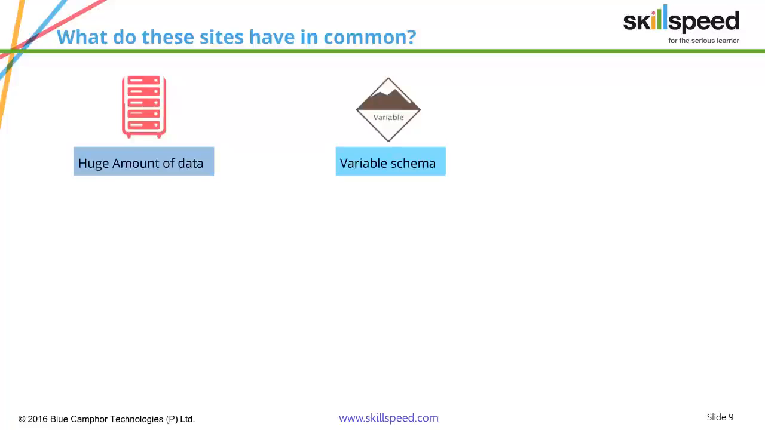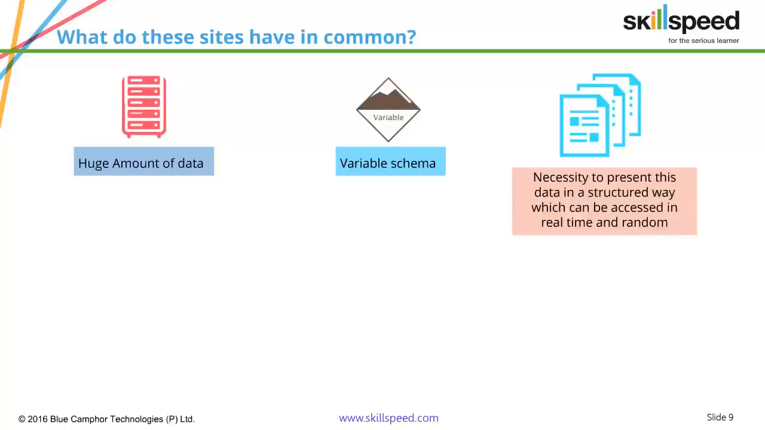And so the necessity here is to present the data in a structured way which can be accessed in real time and random. So that is very important. Even though these websites have unstructured data behind the scenes, they must show the users that in a structured way in real time, and users should be able to access data at random. So I should be able to see a tweet which was tweeted 10 years back, and the next moment I want to see a tweet which was just tweeted an hour ago. So there is random access.